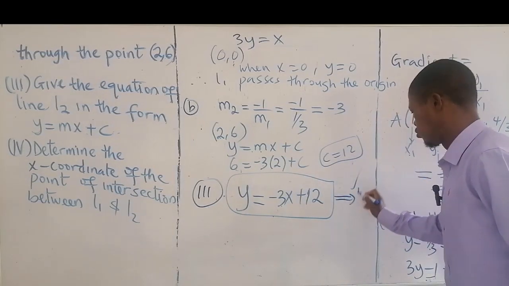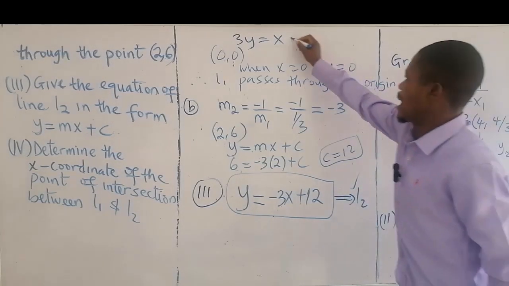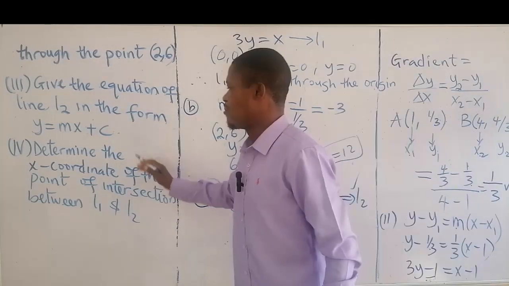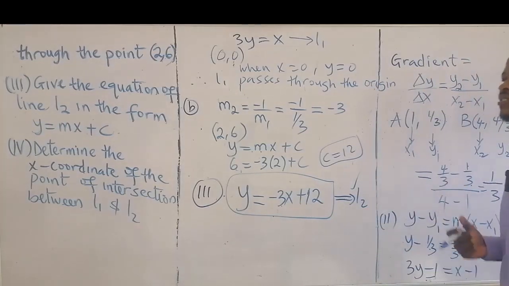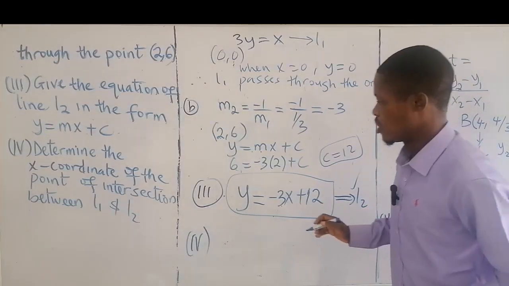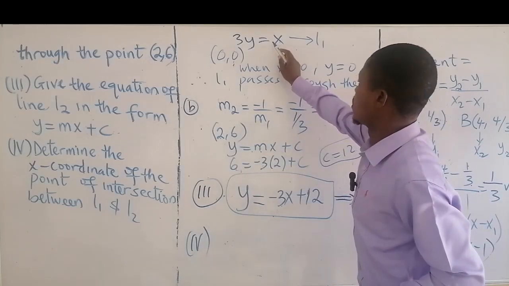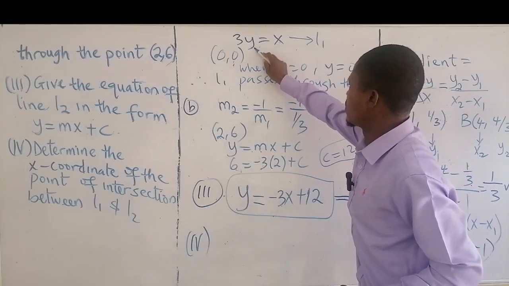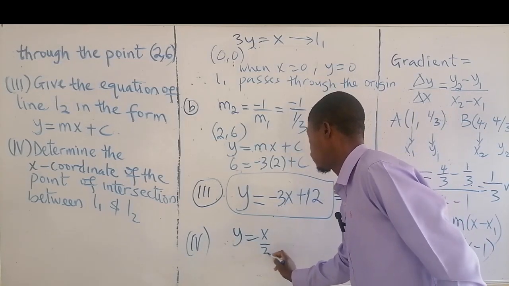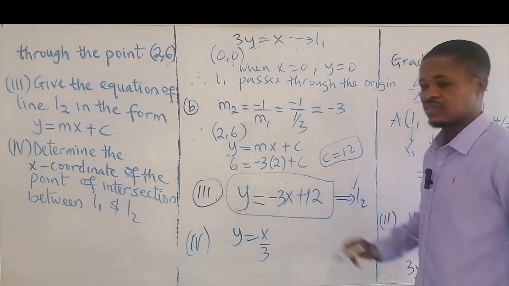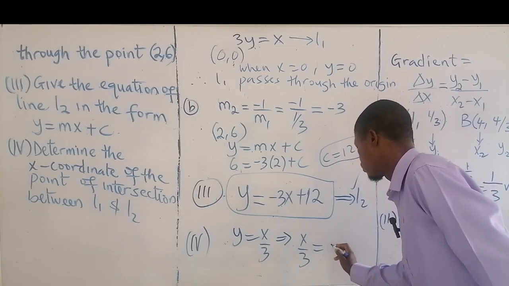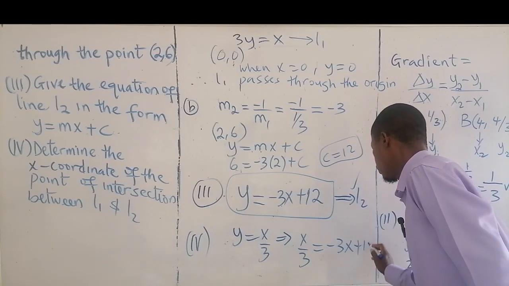So this is for L2 and this one is for L1. Then the last question: determine the x-coordinate of the point of intersection between L1 and L2. For the first one, we can make y the subject, so y is equal to x over 3. The second one, we have y equals minus 3x plus 12. So equate the y: x over 3 equals minus 3x plus 12.